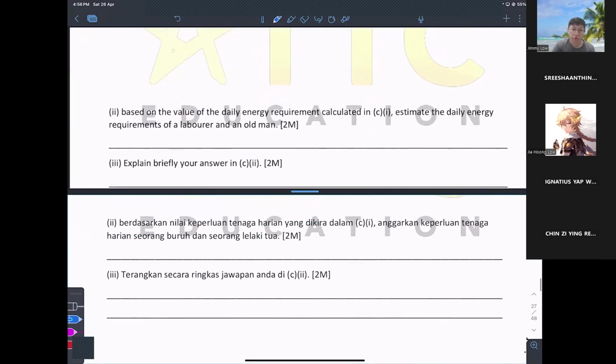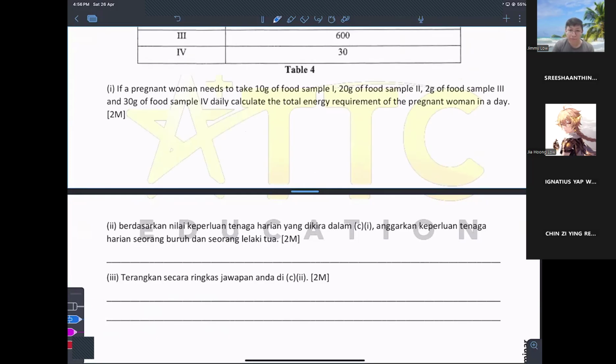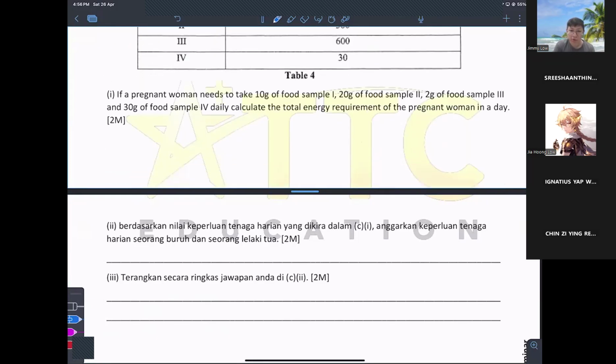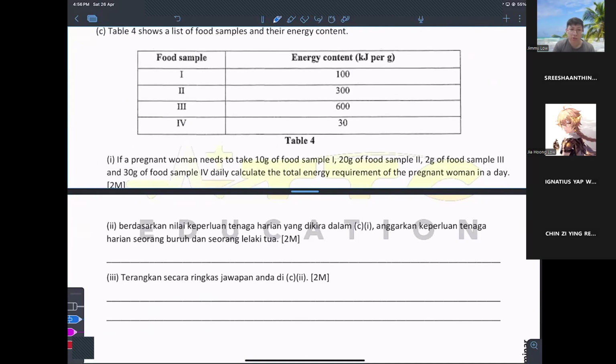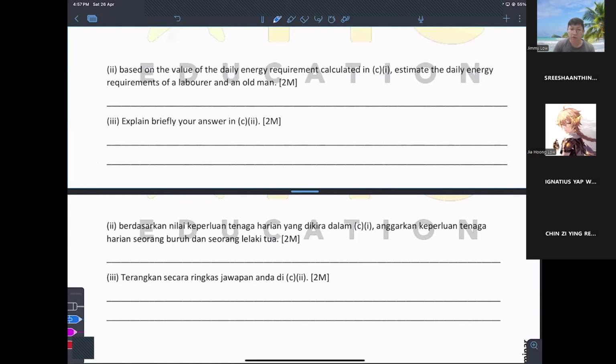Okay, so 2, based on the value of daily energy requirement calculated, estimate the daily energy requirement of a laborer, a pregnant woman, and an old man. For example, because I don't know what the answer is here, I didn't calculate, it's okay. So what you have to know is a pregnant woman needs to eat more than the old man. So when it comes to the daily energy requirement for an old man, the energy value you mention has to be lesser than the pregnant woman.